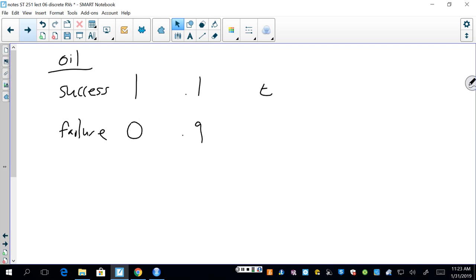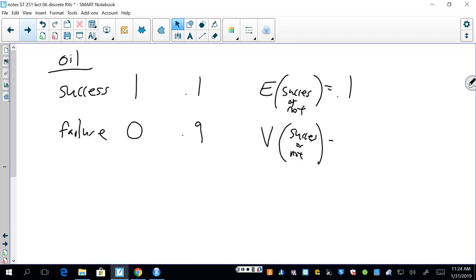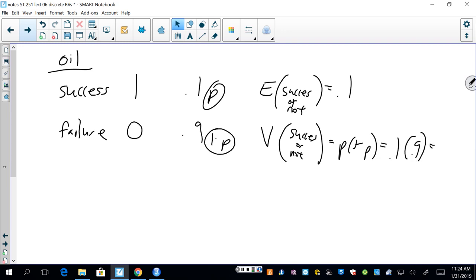So the expected value of this variable, whether we're successful or not, is 0.1. What's the variance? p times 1 minus p. In general, this is p and this is 1 minus p. The variance is p times 1 minus p of this one. So 0.1 times 0.9, so it's 0.09.